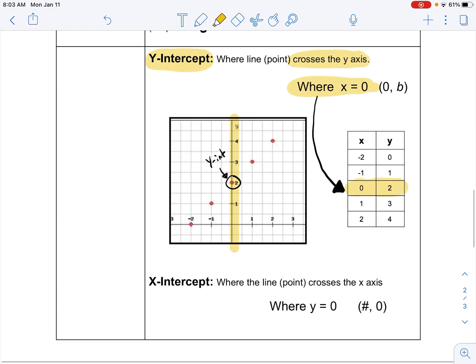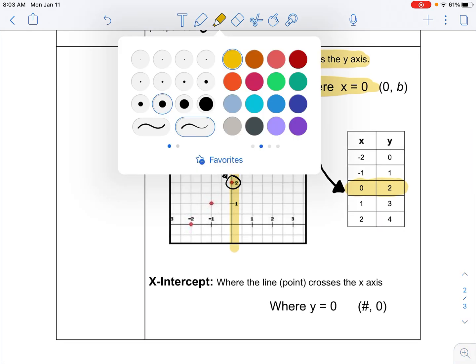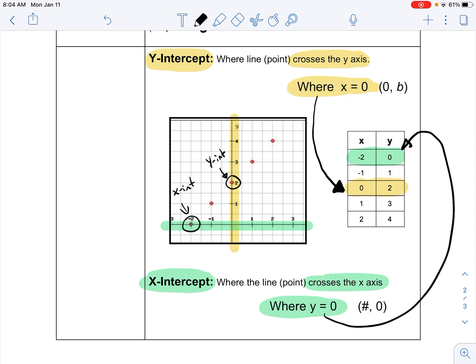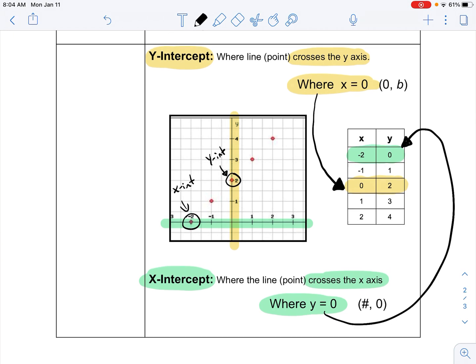The x-intercept is where it crosses the x-axis. So this is my x-axis, and it crosses right here at -2. This is my x-intercept. And it's also where y equals 0. So where y is 0, what is x? It shows up in our table if we have those points.